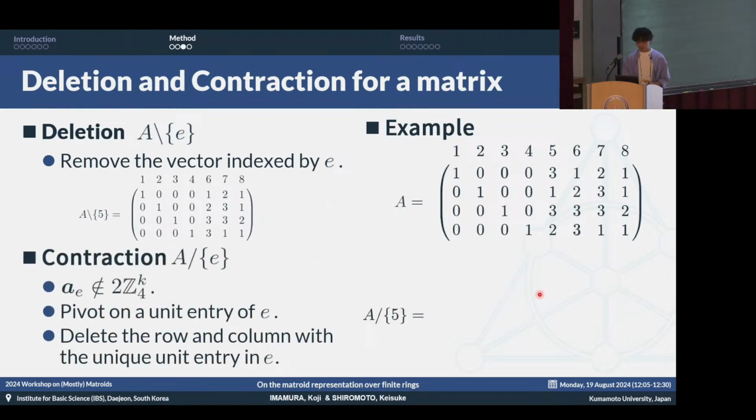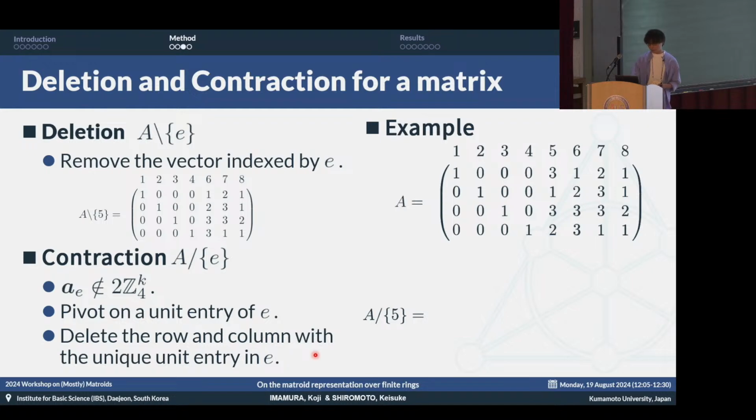And next, contraction. For the time being, we prohibit column vectors consisting of only 2 or 0. This restriction will be relaxed later. Anyway, by this assumption, the column vector labeled by E contains some unit element. So as in the case of fields, pivot on a unit entry of E at first, and then delete the row and the column with the unique unit entry in E.